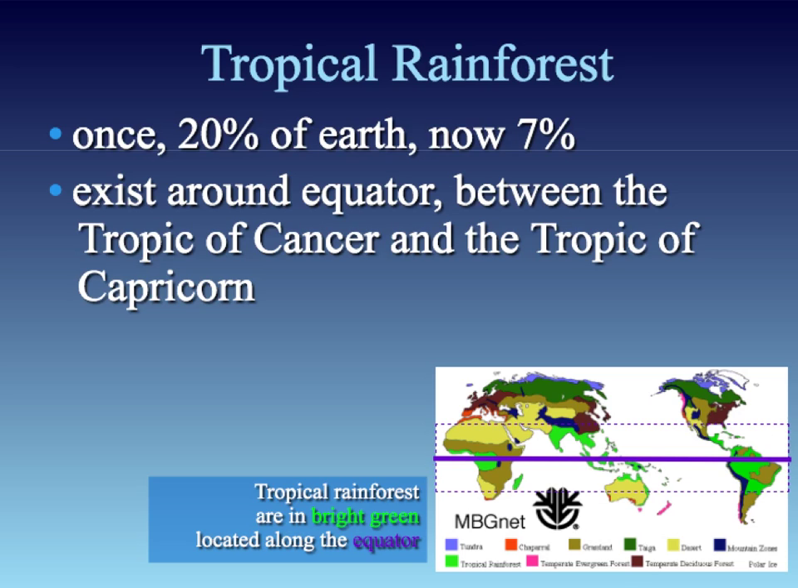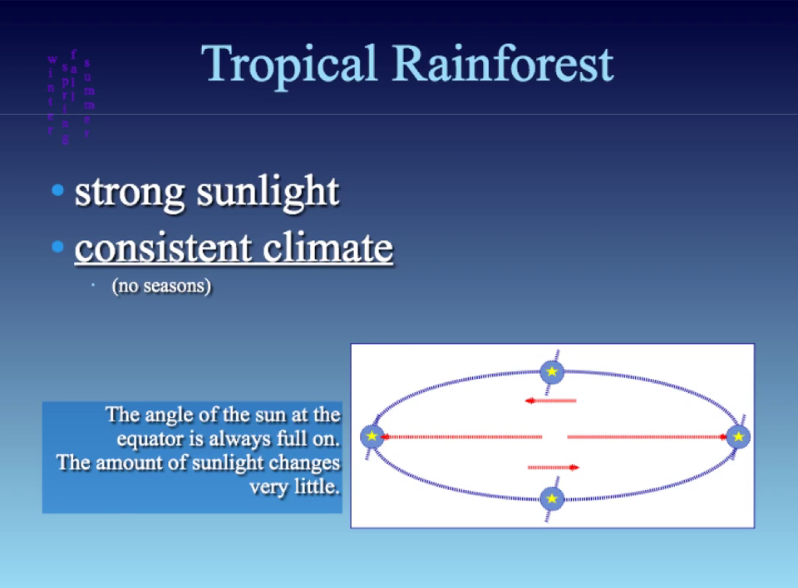If you look at the map here at the bottom of the screen, you will see that the tropical rainforests are bright green and they're located very, very near the equator. Now this slide did not come over very well from PowerPoint, so let me describe what should be on it. First off, it talks about some characteristics of tropical rainforests. They have strong sunlight and they really have no seasons. Their climate is very consistent throughout the year.